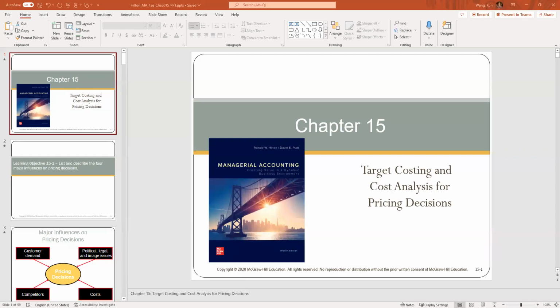Chapter 15 is the last chapter we cover. Because of its contents, these are newer managerial accounting topics than ABC costing, CVP analysis, or budgeting, which are the classical standard managerial accounting topics. In these pricing decisions, we have cost-plus pricing, or the price is already fixed by the market.